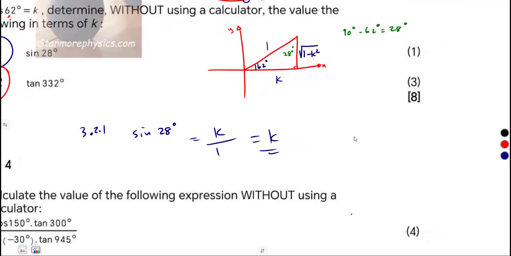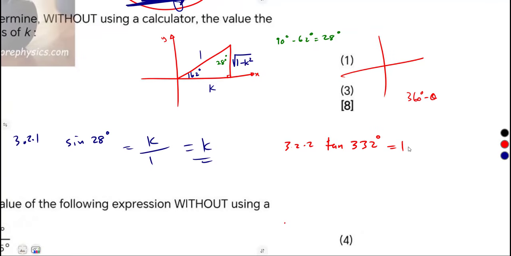3.2.2, the tan of 332 degrees. So let us try to use our reduction concept. The angle of 332 is definitely going to be in the fourth quadrant, after 270. In the fourth quadrant, angles are given as 360 minus theta. So can we try to reduce this one into that? So it's going to be tan of 360 degrees minus theta. Remember, we are dealing with an acute angle.